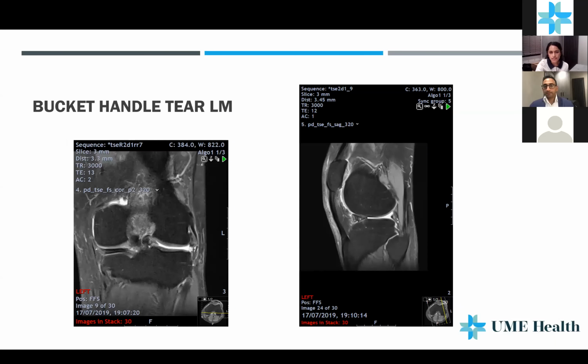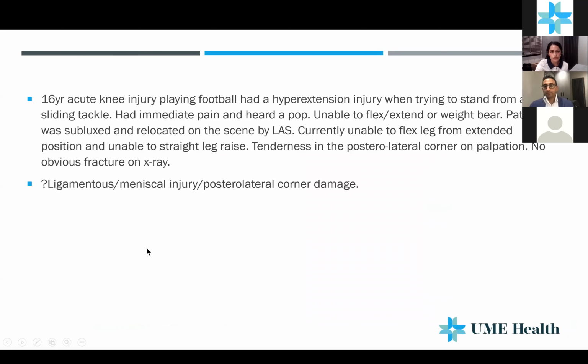Whenever we see locked knee in the clinical history, you've got to think of, is there a displaced bucket handle tear? And this one, you've got a displaced lateral meniscus, which is sitting here in the intercondylar notch.